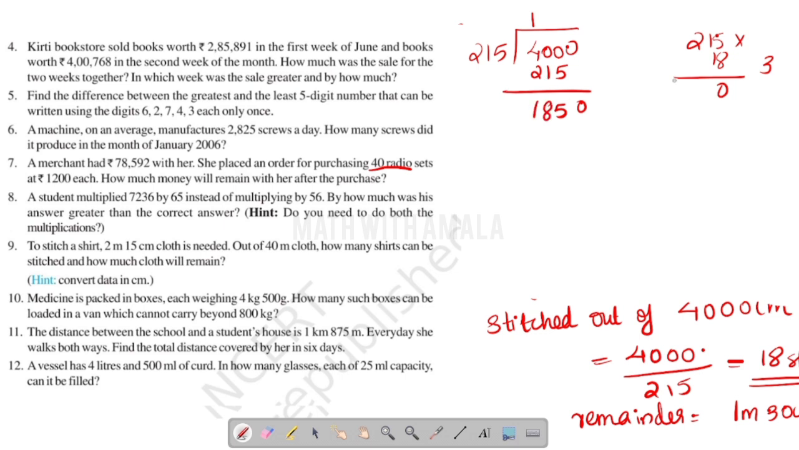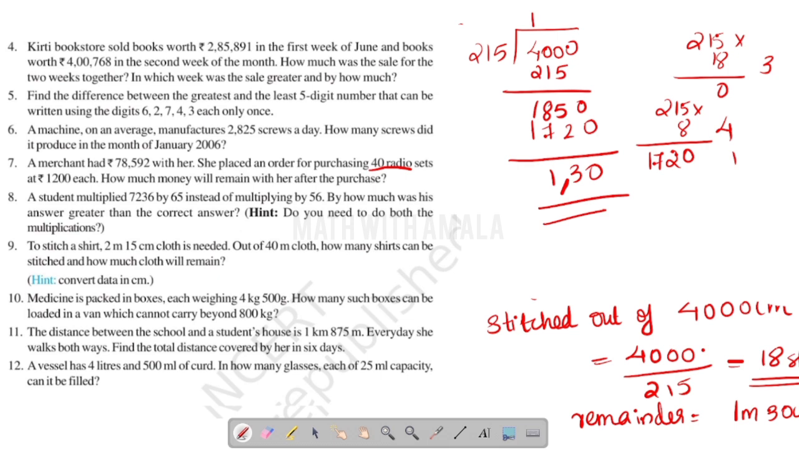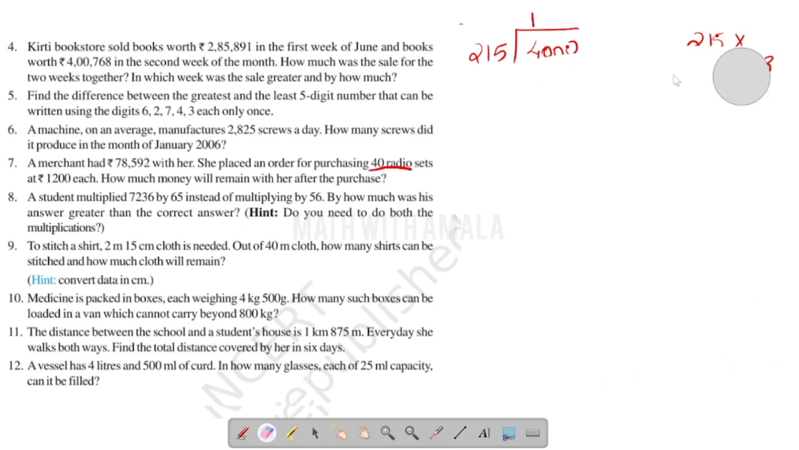215 in 400? Yes, possible. Once. So 1, then 2 and 5, then the remainder 1850. Then you have to calculate how many 215s are there in 1850. So you will get nearly 8. 215 into 8 is 1720. Then the remainder is 130. So the answer is quotient 18, and the remainder is 130 centimeter, 1 meter 30 centimeter.